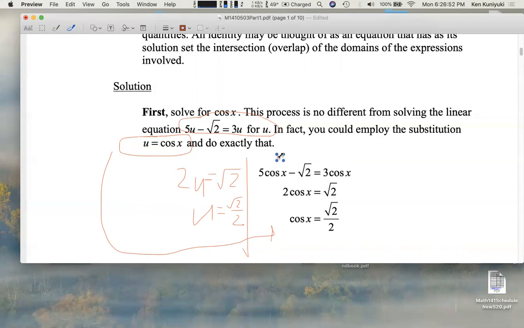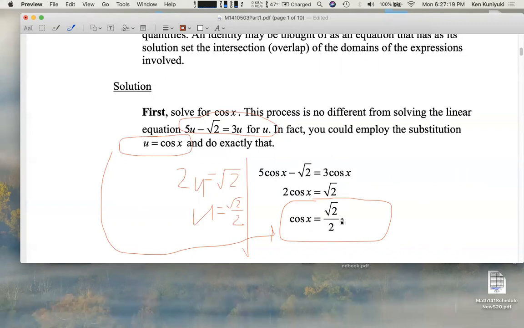Now, you did not have to do a substitution. You could have just left this in cosine of x. Many students do. So again, add root 2 to both sides, divide by 2. In either case, whether you use a substitution or not, we get cosine of x equals root 2 over 2. And we basically solved a linear form for u or cosine of x.